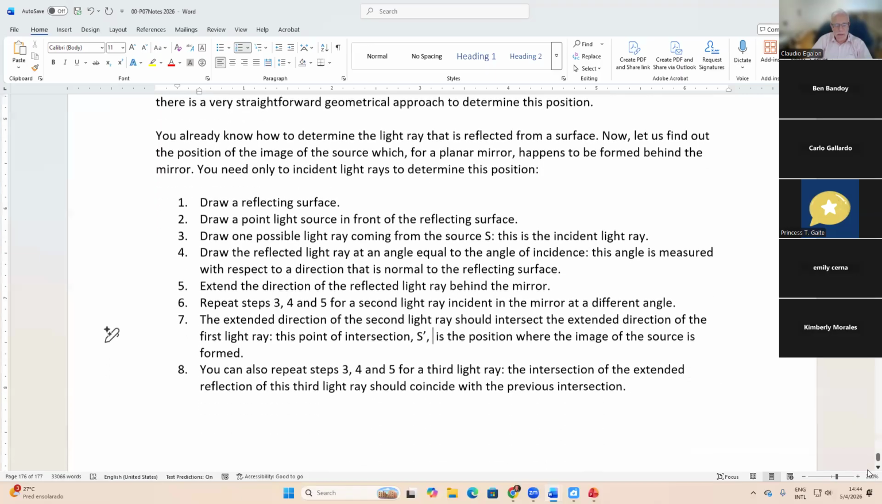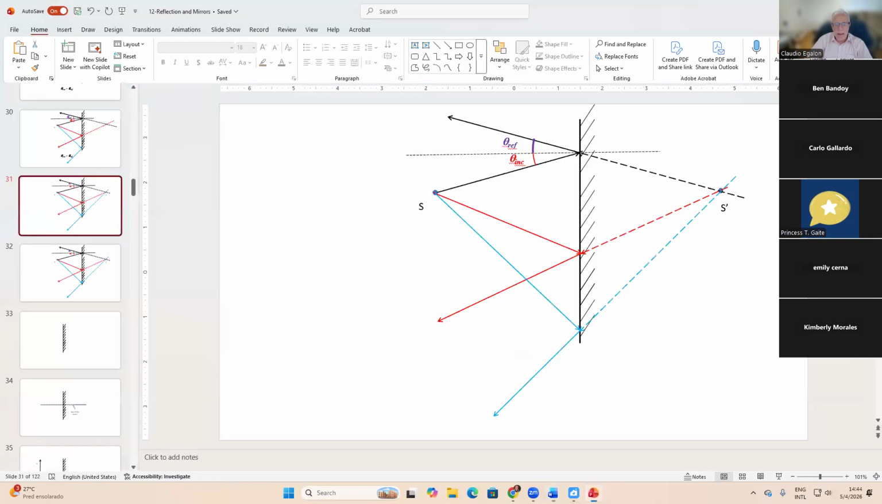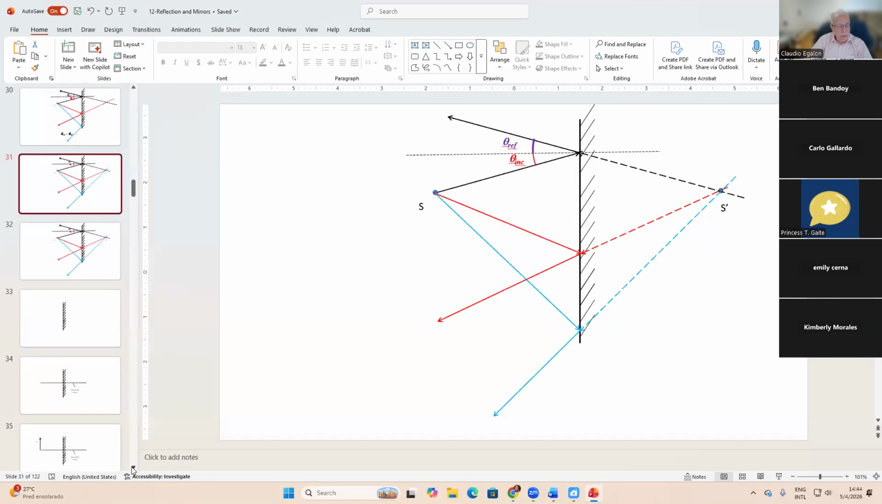So those are the steps. And we are going to elaborate on how this is done for a spherical mirror later on, okay? That's what we're going to do.